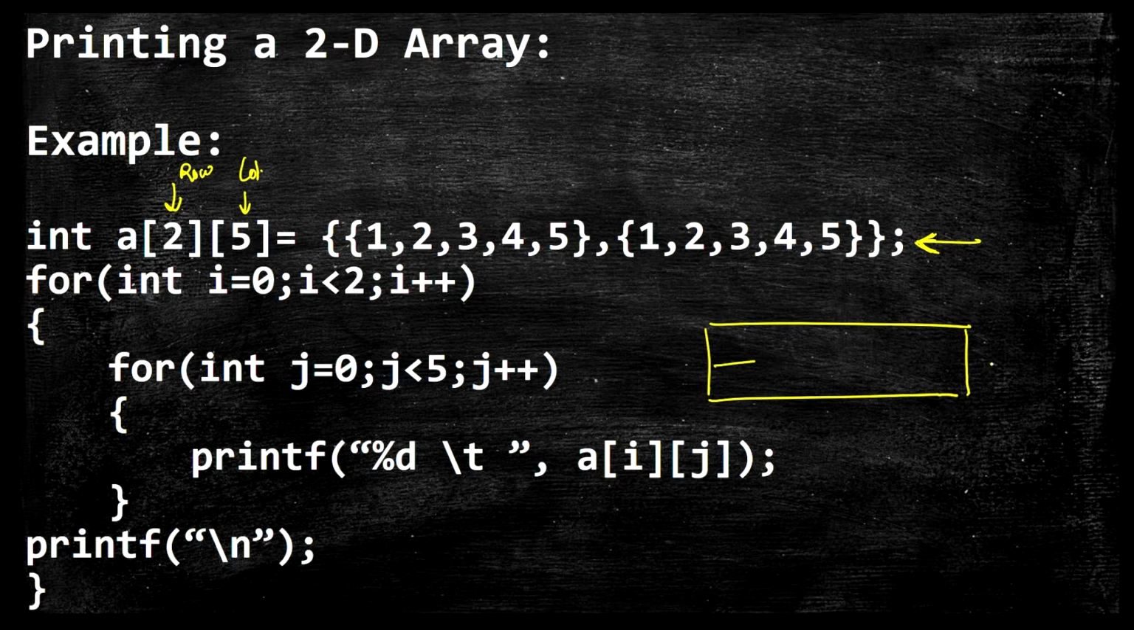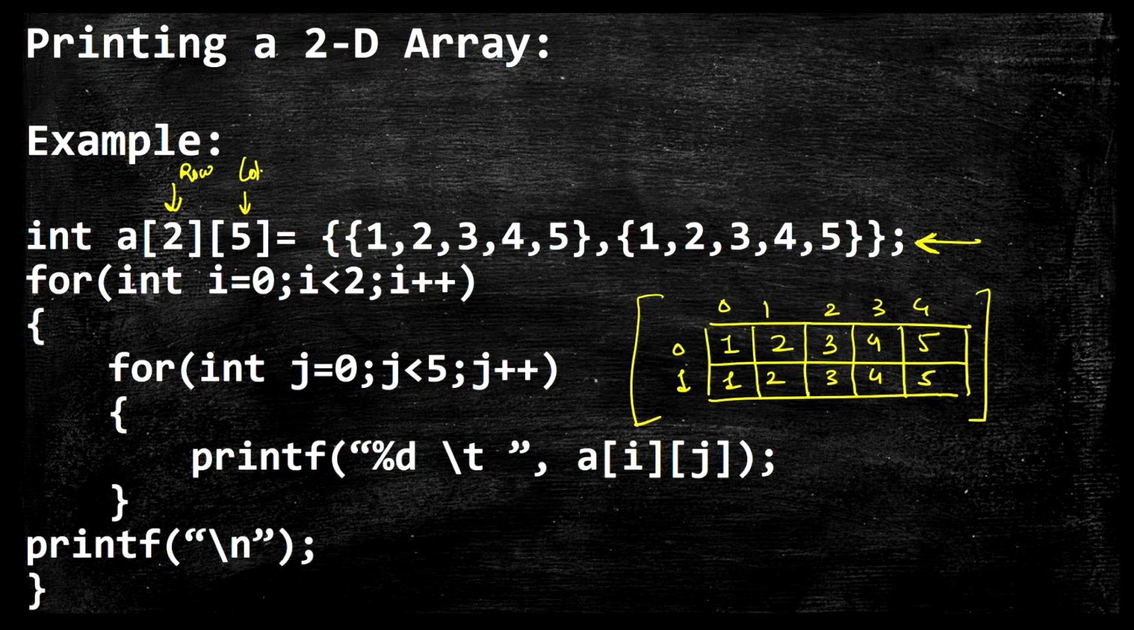So we made 2 rows and 5 columns, indexed 0 1 2 3 and that is 4. This is row 0, row 1, and these are columns 0 1 2 3 4 respectively. Let's give the values as given, 1 2 3 4 5 and here also 1 2 3 4 5. Done. So we have the array initialized in our memory. This is our memory, and this is our output screen over here.